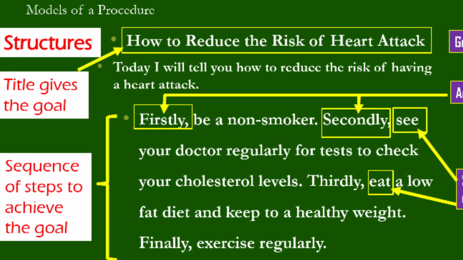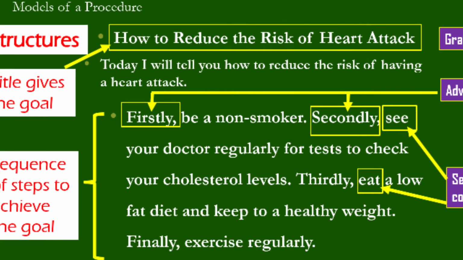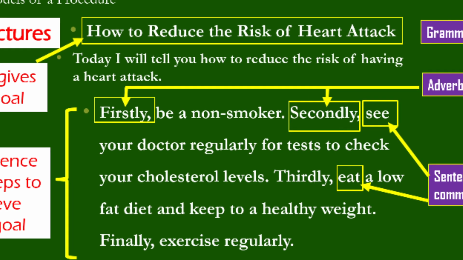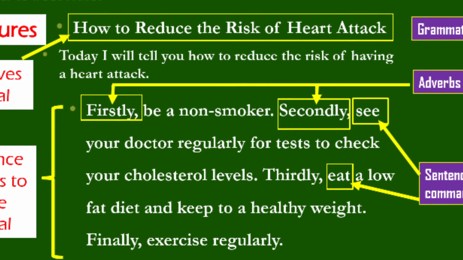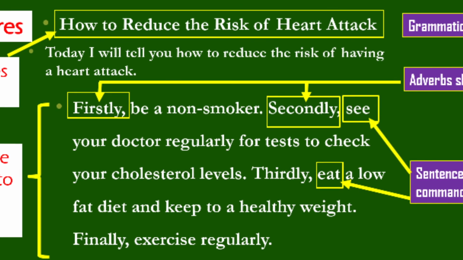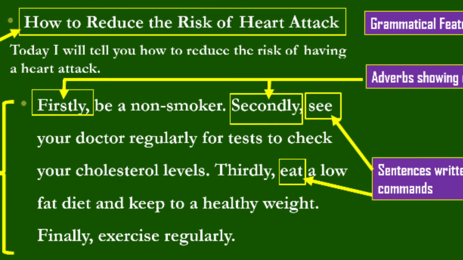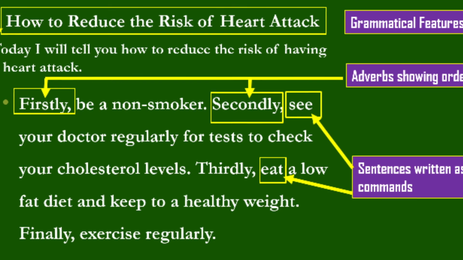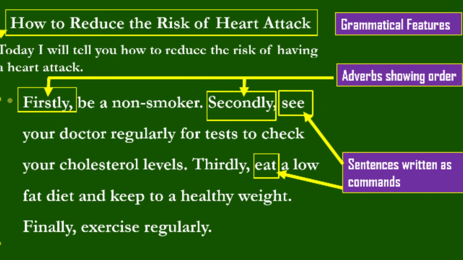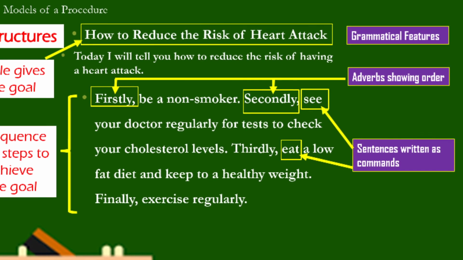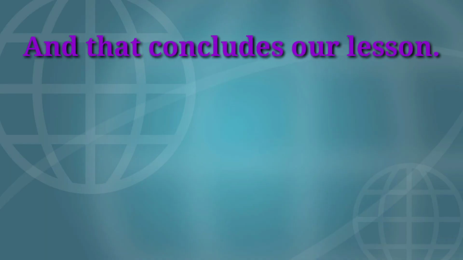Another model is we have here the structure and the grammatical features. So the title gives the goal, how to reduce the risk of heart attack. And we have also the sequence of steps to achieve the goal. And for grammatical features, this model used adverbs showing order. So firstly, secondly. And it also uses sentences written as commands. So, see your doctor regularly and eat a low-fat diet. So those are the commands.